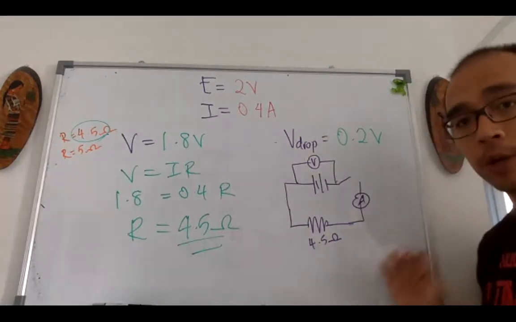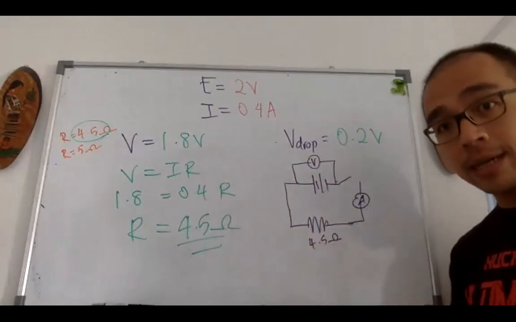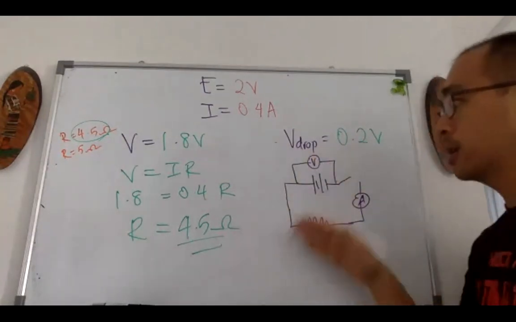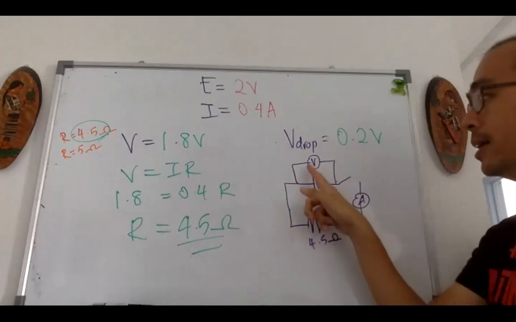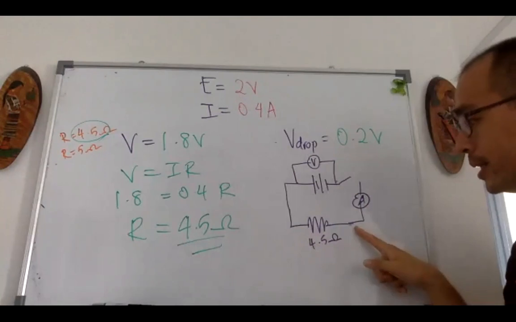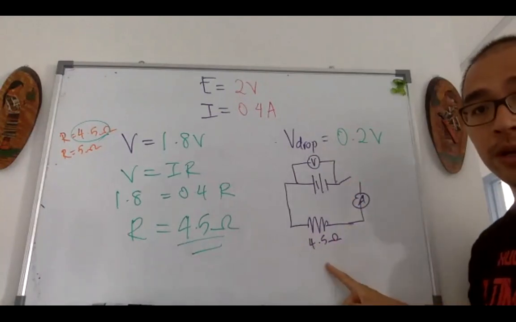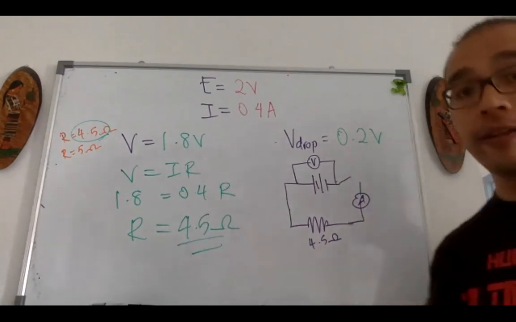But it's very important to look and see the position of the voltmeter. If there is a diagram, it means you have to see where the position of the voltmeter is. If the voltmeter is here, then in an open circuit, this will be 2 volts. But if the voltmeter is down here, in an open circuit, this one will be 0 volts. Please be careful with that.